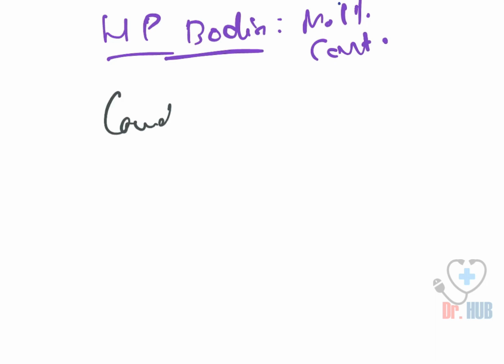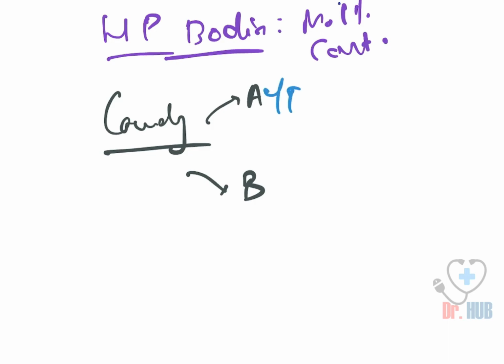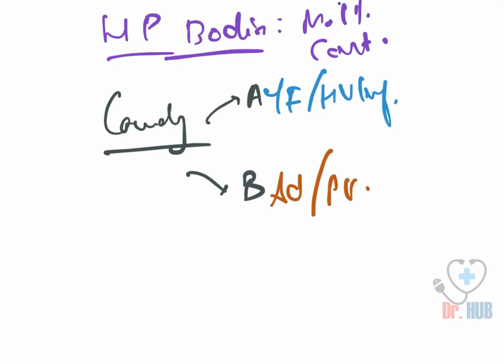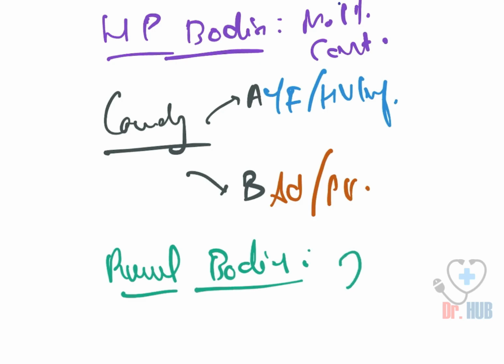Then looking at the Cowdry bodies. So Cowdry has a type A and B, not to be confused. A stands for yellow fever as well as herpes virus infection. Now B goes for adenovirus as well as polio virus. Then we look at the Russell bodies. Russell bodies are for multiple myeloma.